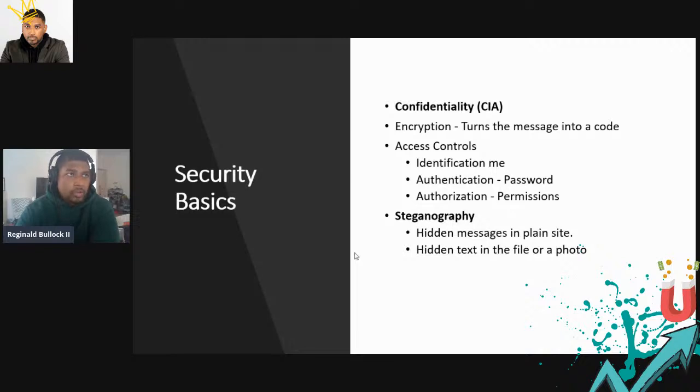So encryption helps with confidentiality. It turns a message into code. Access controls are another thing: identification, authorization, passwords and permissions. Steganography is a hidden message in plain sight, so you can hide text inside of a photo or another type of media file.